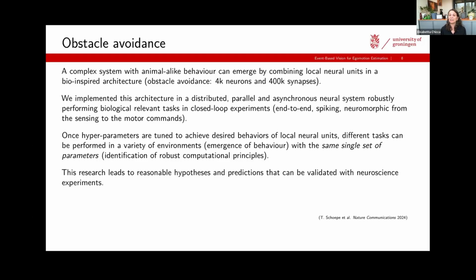So we believe that this kind of research can lead to reasonable hypotheses and predictions that can be validated with neuroscience experiments. We claim that this kind of research can really do what we are trying to do in my group: to go from neural inspiration to artificial system and back again by making hypotheses about how the biological system is working.